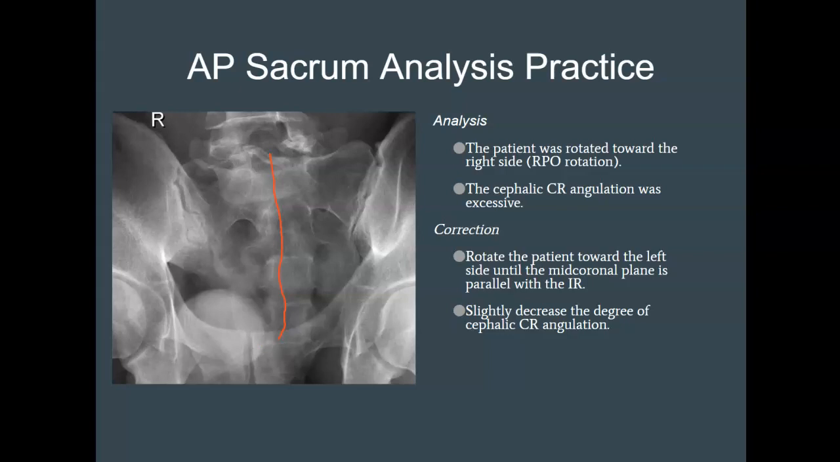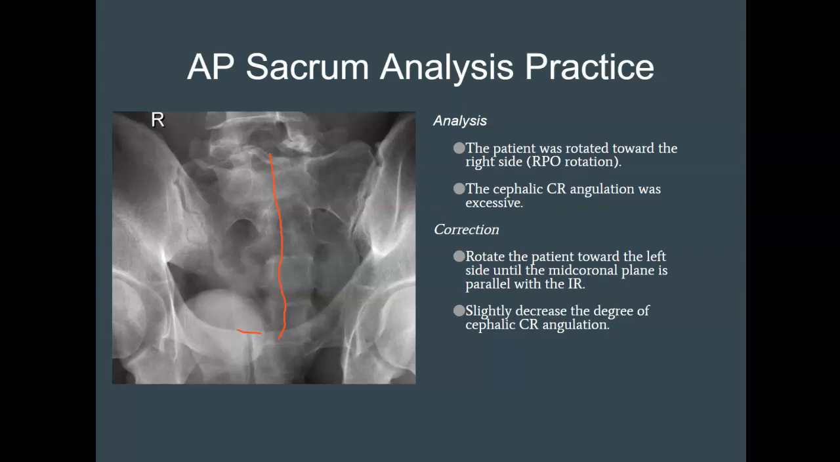You can see the pubic symphysis is over, the sacrum shifted to the left. So in my mind, there's rotation. The right side is closest to the IR because the pelvic brim and the pubic symphysis shifted to the side that was down. Additionally, your sacrum shifted to the side that was up. So this tells me we're in that RPO rotation.